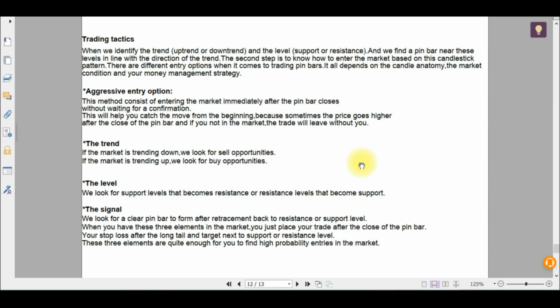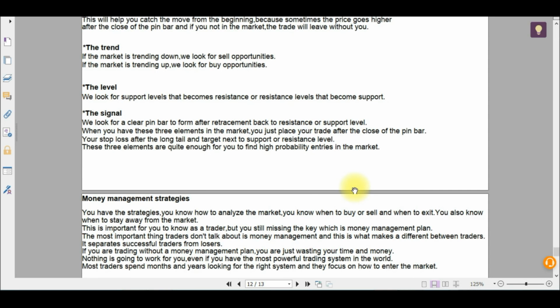The last tactic that we have for you, we call it the signal. We look for a clear pin bar to form after the price has retraced back to a resistance or support level. When you have these three elements in the market, you just place your trade after the close of the pin bar.